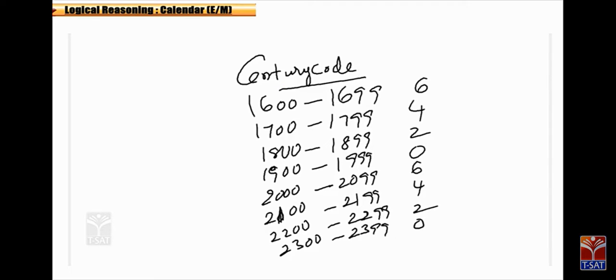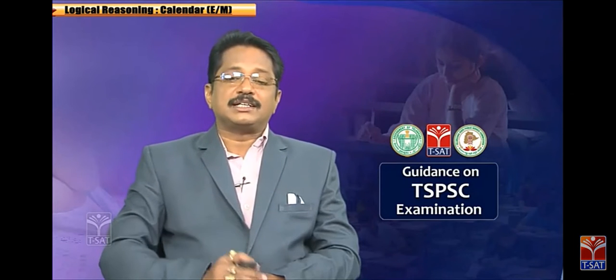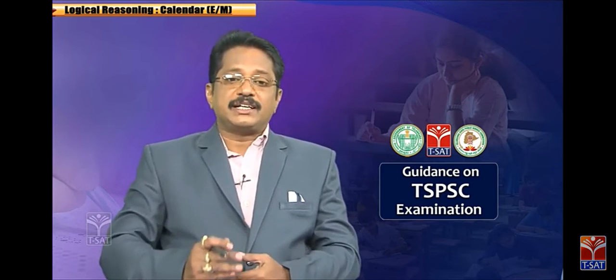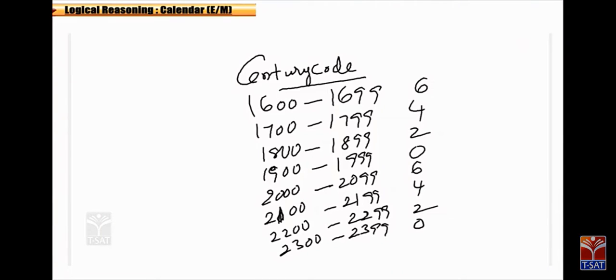There is an order if you follow it: 6420. For every 4 centuries the same codes repeat. For example, if I ask for 2400 to 2499, what is its century code? You can say 6. And 2500 to 2599? 4. The next century is 2, the next is 0, so the century codes go 6420. Clear? Okay, so you can start like that.